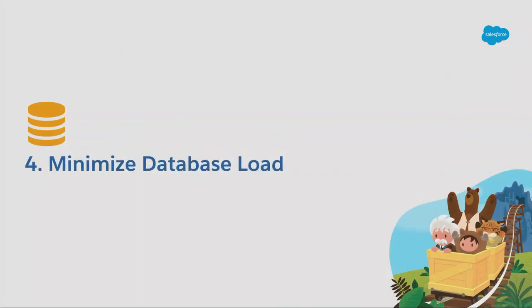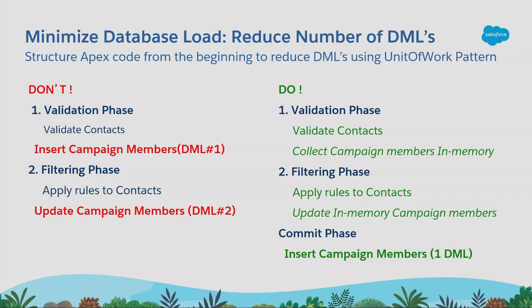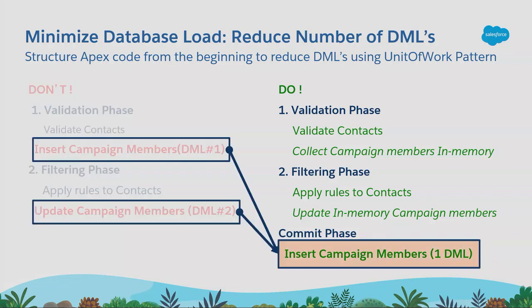So minimizing database load, how might we go about doing it? I should have animated this a little better, but a key approach is called the unit of work pattern. It's published elsewhere. The idea with the unit of work pattern is you can save DMLs by doing what you need to do, if possible, in memory, and then writing only at the end.